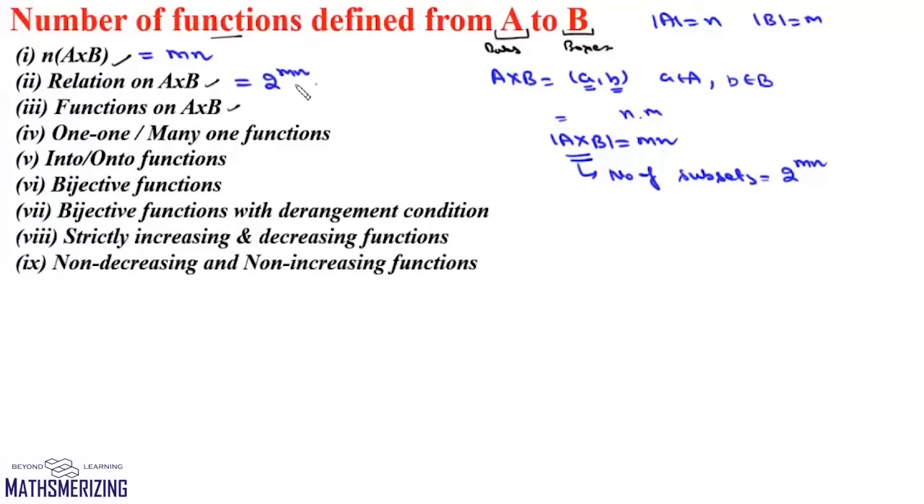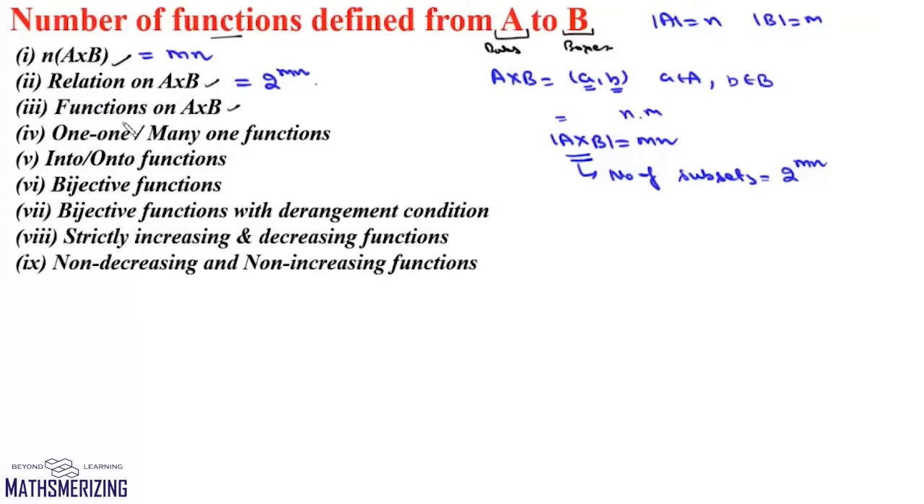Now in one of the previous videos, we have already discussed how to find the number of relations defined on A cross A, and with that how to find the number of reflexive, symmetric, antisymmetric, transitive and equivalence relations. So I'll provide the link to that video in the description below.